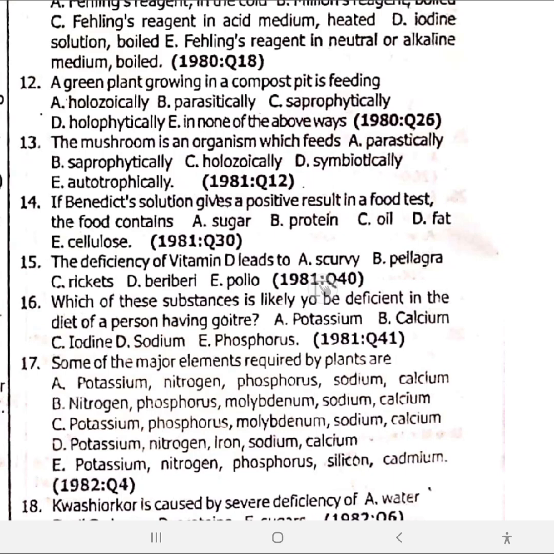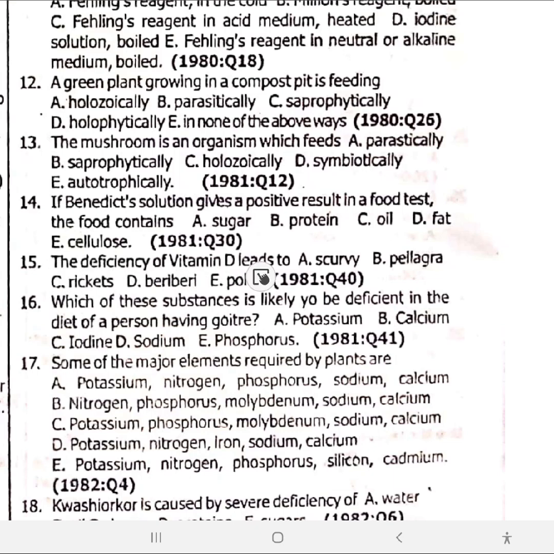Scurvy is spelled scurvy. Next, deficiency of vitamin K leads to prolonged bleeding or hemorrhage. And lastly, deficiency of vitamin E leads to sterility or repeated abortion, but not in humans.